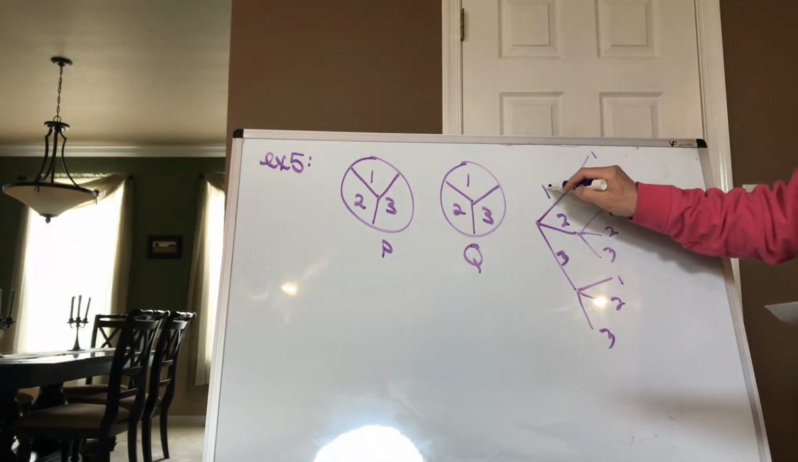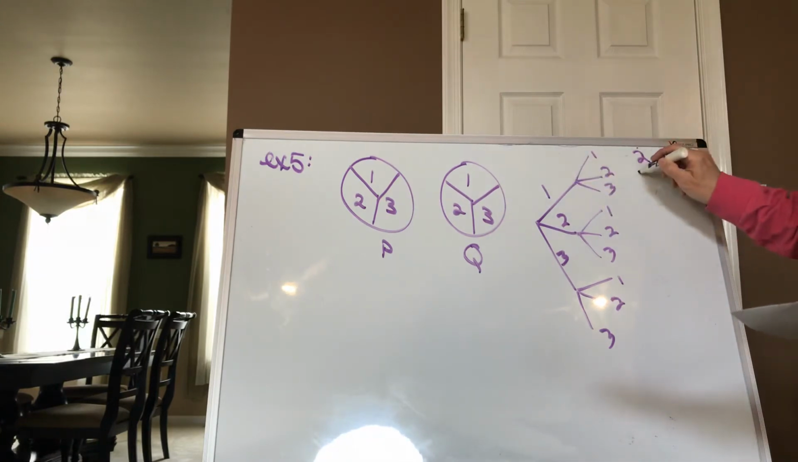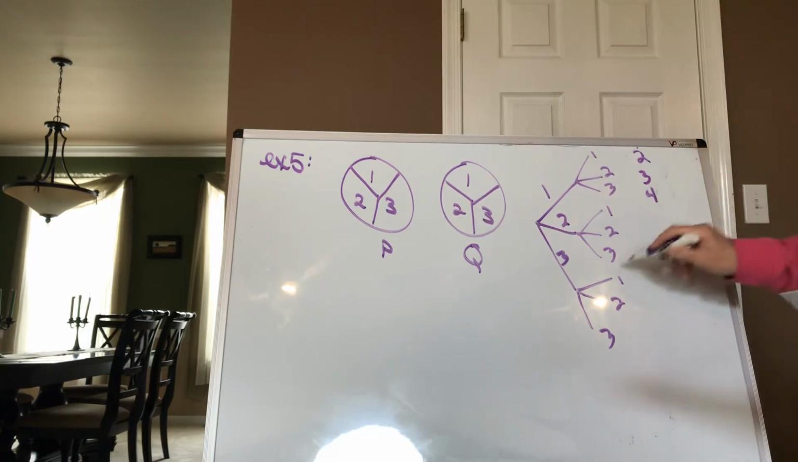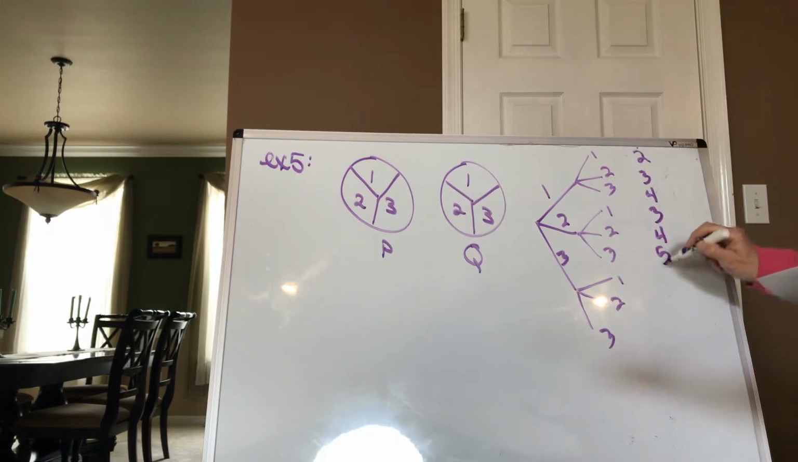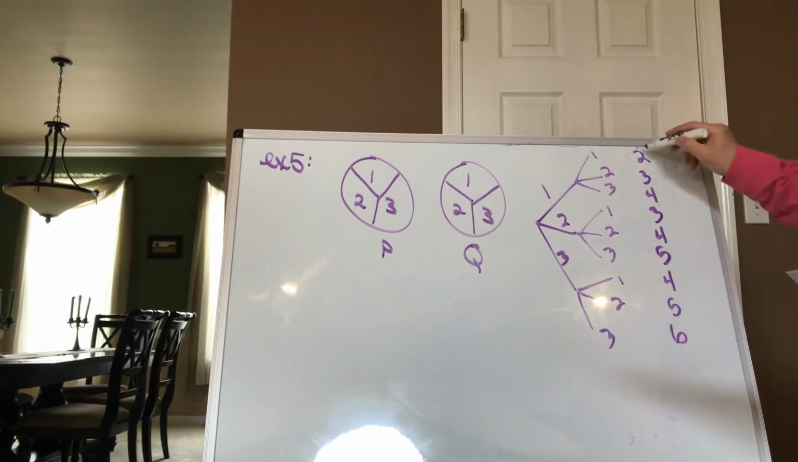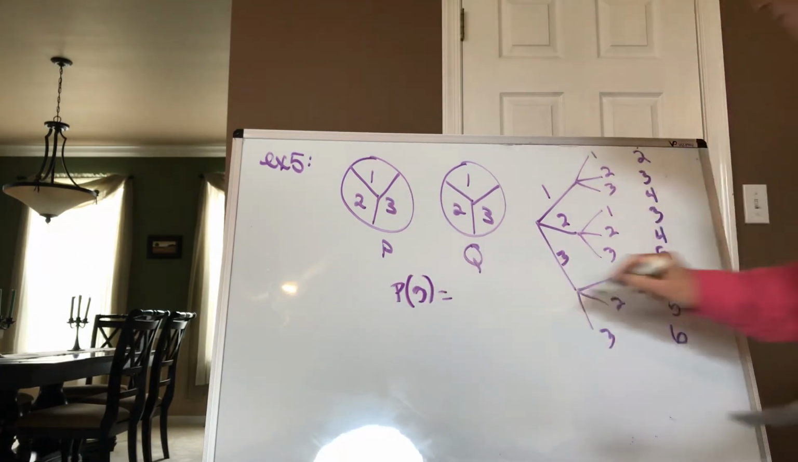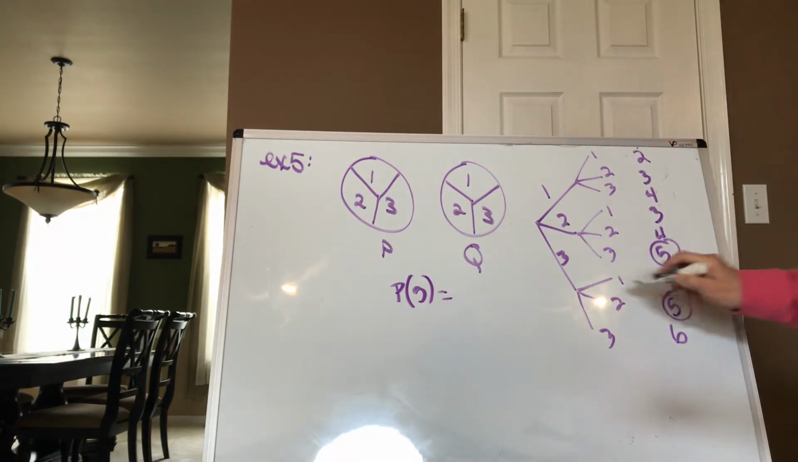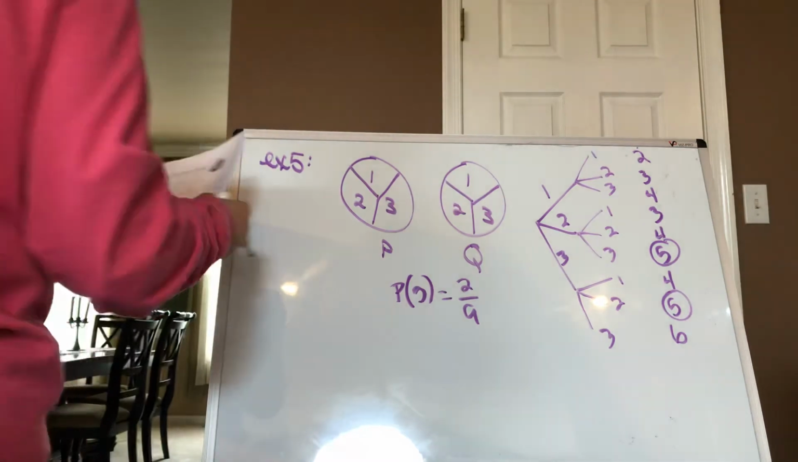Now, they want us to find the sum. So, sum means add. 1 plus 1 is 2. 1 plus 2 is 3. 1 plus 3 is 4. 2 plus 1 is 3. 2 plus 2 is 4. 2 plus 3 is 5. 3 plus 1 is 4. 3 plus 2 is 5. 3 plus 3 is 6. So here's all my outcomes, and there are 9 of them. We want to know the probability that the sum will be a 5. Well, we've got 2 5s out of 9 outcomes. Probability is 2 out of 9. You have to do that one by making a tree diagram.